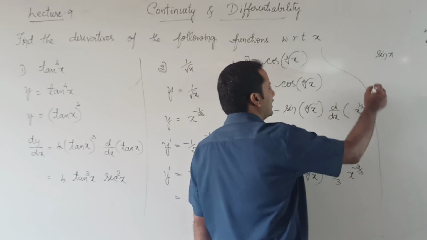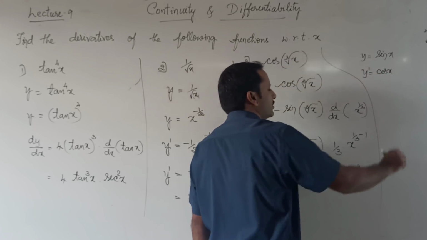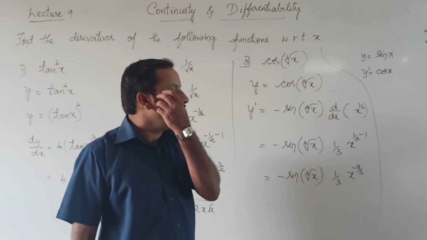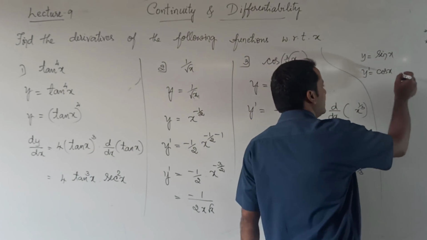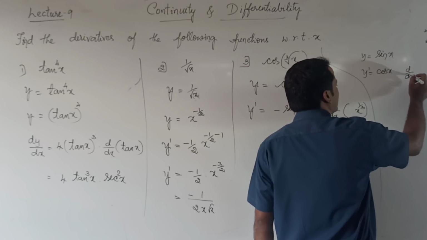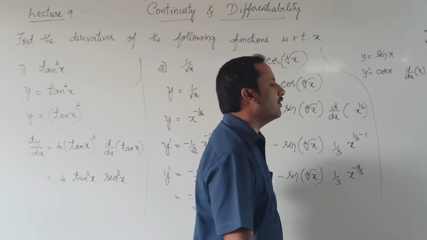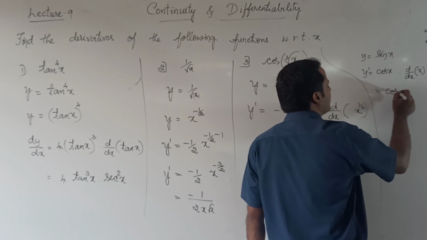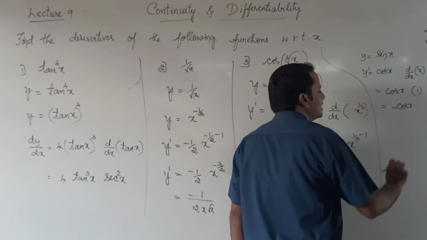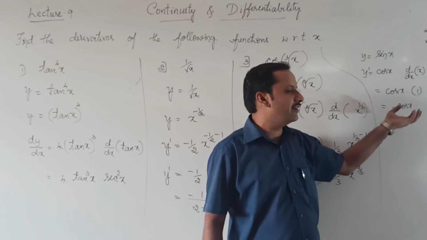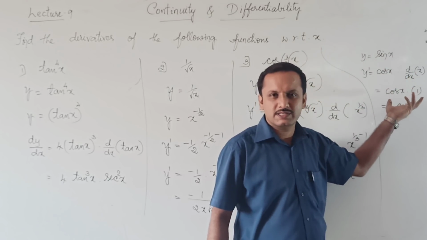You will directly write that if y is equal to sin x, then y dash is equal to cos x. Even there you can use the chain rule: the derivative of sin x is cos x into d by dx of x, which is the derivative of x. And what is the derivative of x? 1. So cos x into 1 will give you cos x itself. That is the reason we don't use the chain rule while differentiating sin x or cos x.